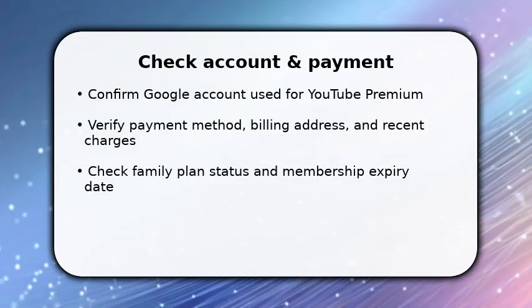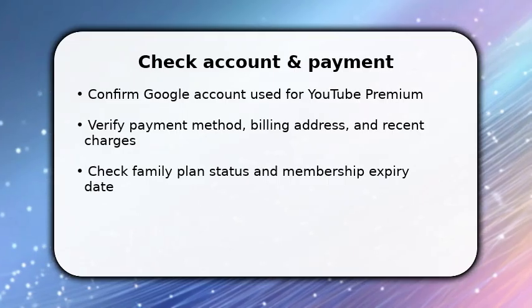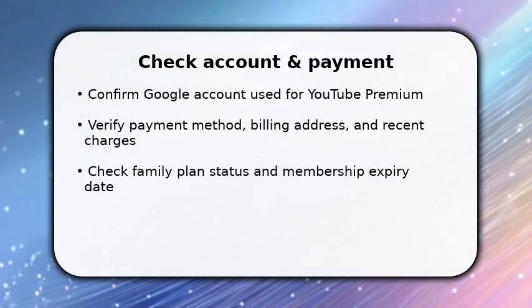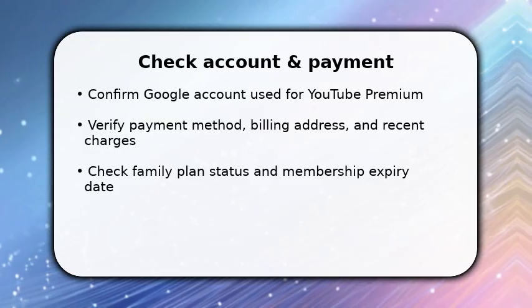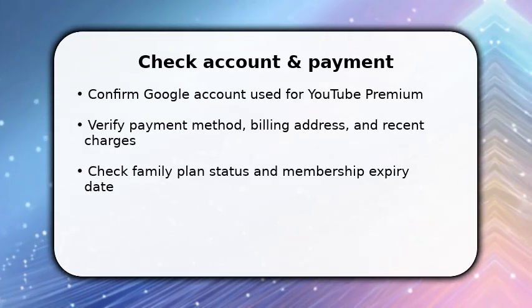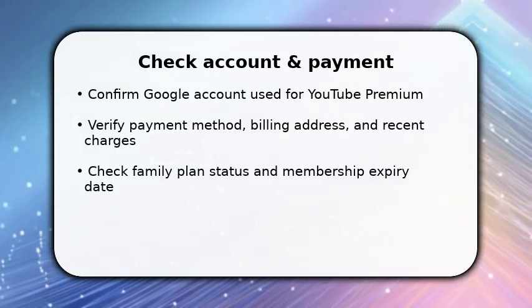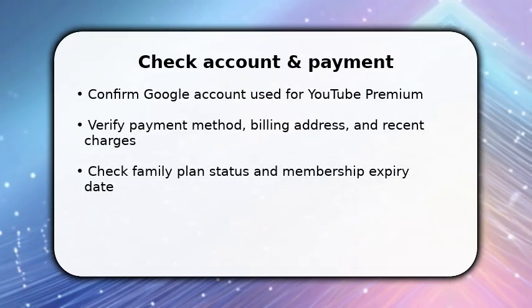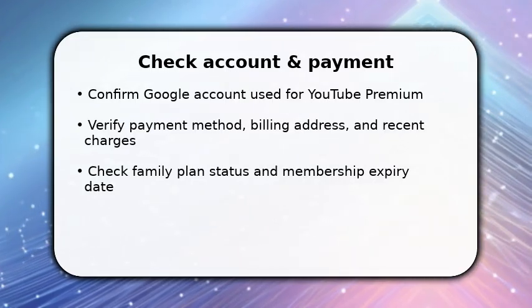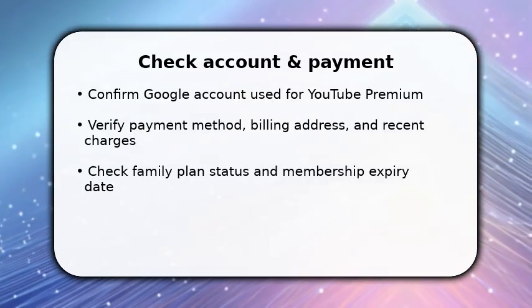You start by confirming you're signed into the exact Google account that purchased Premium. This matters because subscriptions tie to accounts. Next, inspect your payment method and recent charges so you know whether a declined card caused the issue. If you share a family plan, make sure the family manager hasn't removed you.